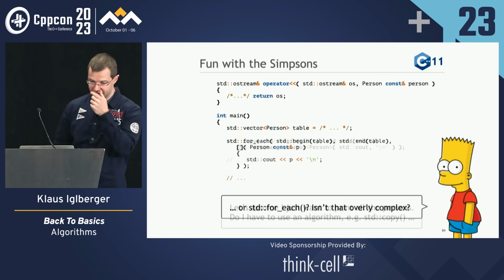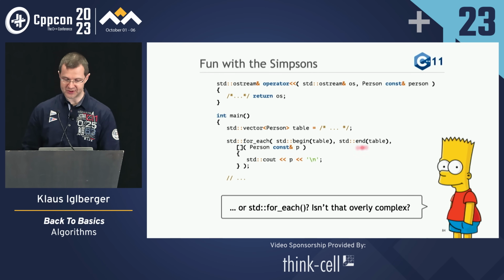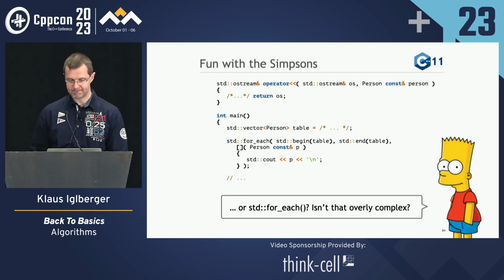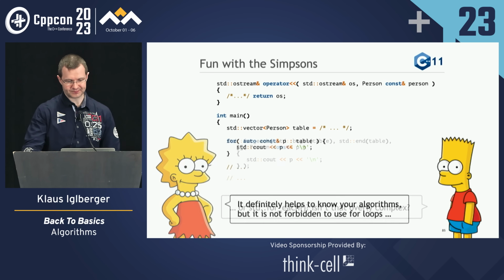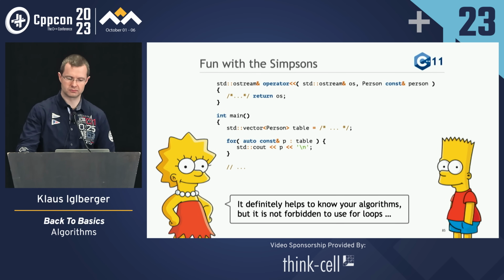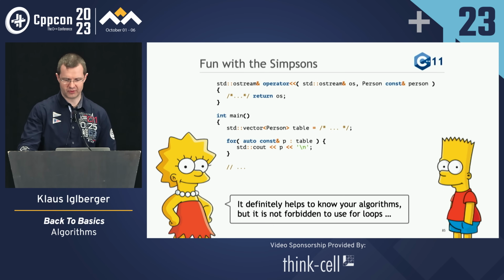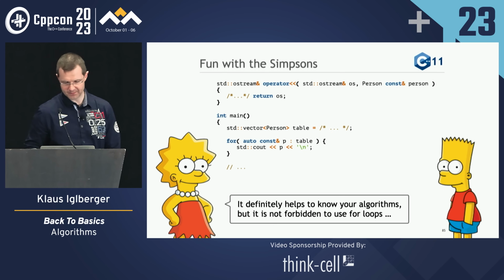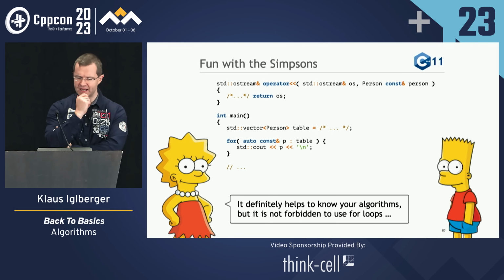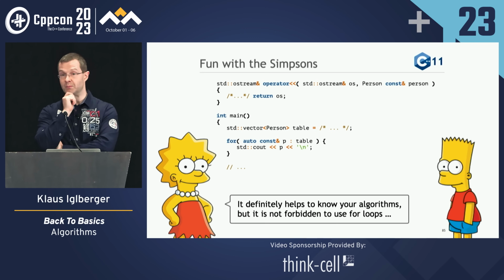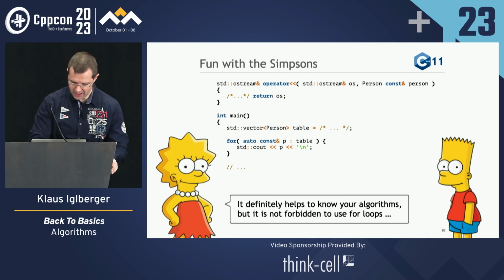We could also alternatively use a for_each. So we could use begin and end again as the first two parameters, and then provide a lambda that, well, prints the given person. Also okay, but definitely much more code than a range-based for loop. This is simple. This is short. So why not just use that? However, as Lisa now tells us, it definitely helps to know the algorithms, but it's not forbidden to use for loops.